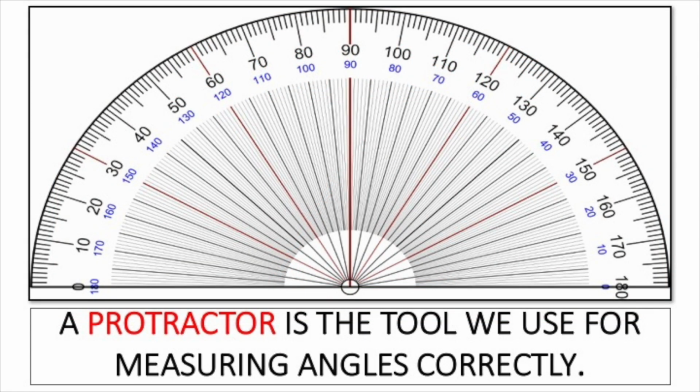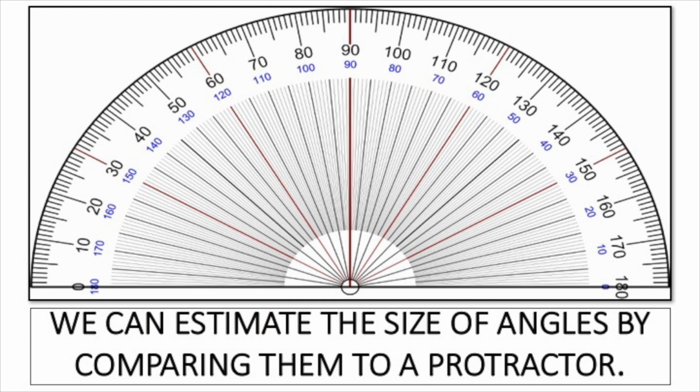A protractor is the tool we use for measuring angles correctly. Yes, this is the tool we've learned about. If we want to measure angles and draw them correctly, we need to use a protractor. We can estimate the size of angles by comparing them to a protractor. Yes, we can use the protractor to estimate the size of different angles.